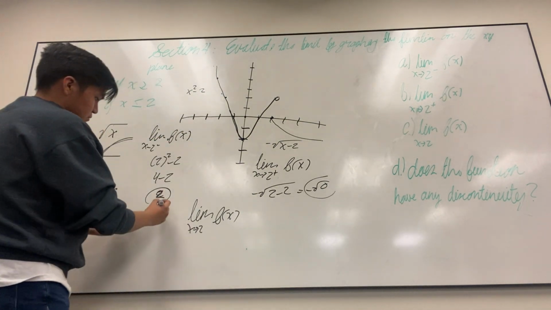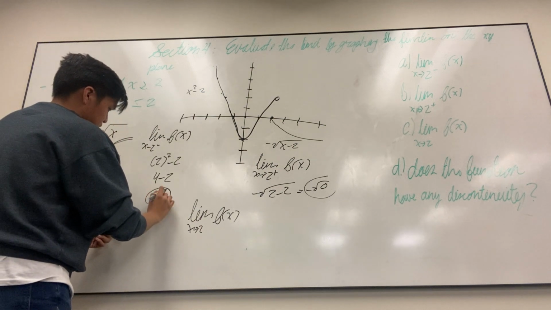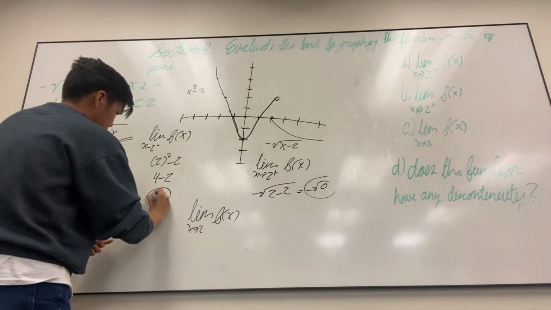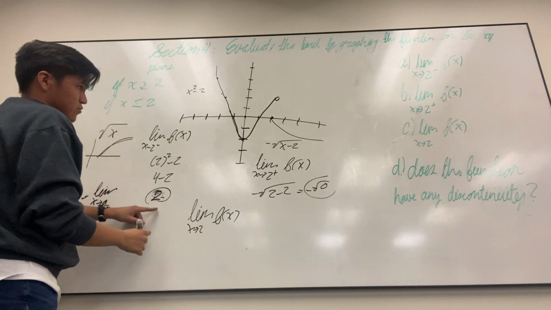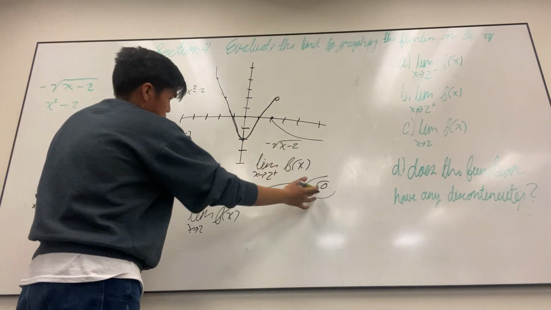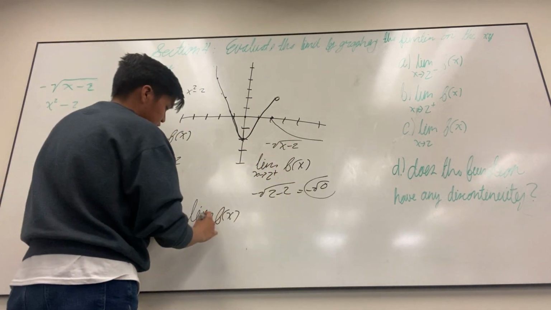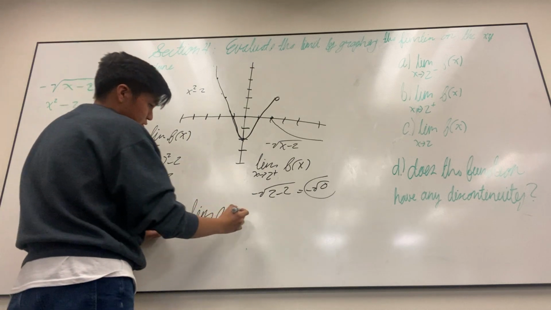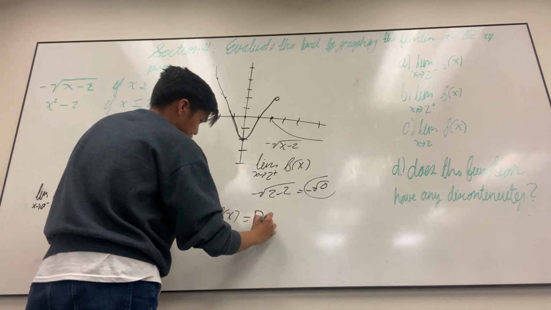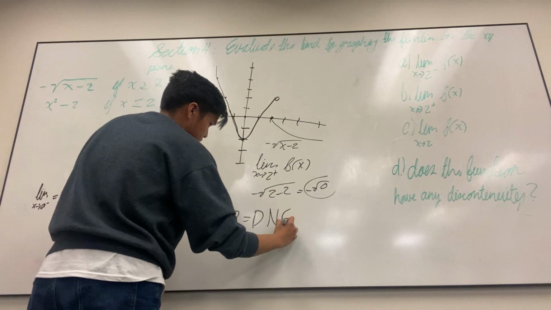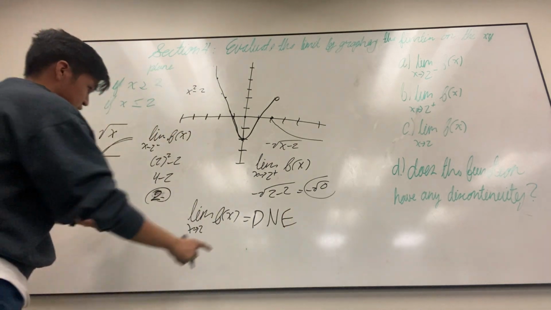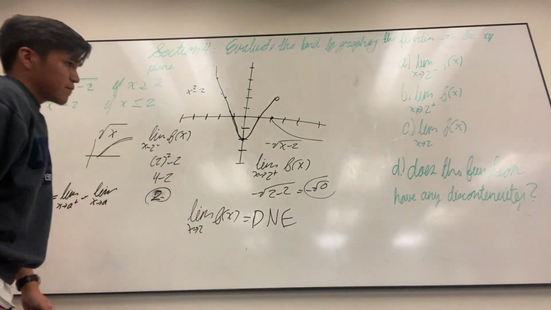But in this case, both limits don't equal. The limit from the negative side is 2. The limit from the positive side is 0. So in that case, the limit for f of x as x approaches 2 does not exist, because these two values don't equal each other.